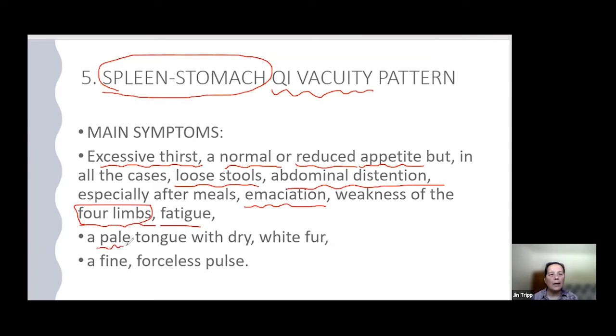The tongue is pale, and usually the tongue coating is still white coating. The pulse is thin and faultless because of qi difference.